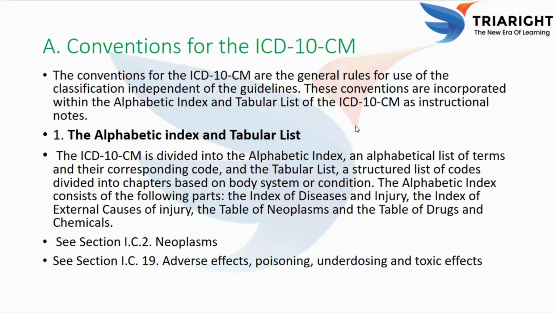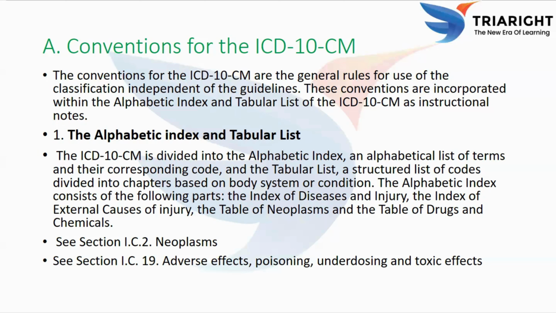So these conventions are the standard rules and instructions that help the coders to correctly use the ICD-10 book. They are built into the alphabetical index and also the tabular list. So these are the two parts of ICD-10. First, the alphabetical index. So what is the alphabetical index? It's like a dictionary for medical coders. It lists all the diseases, conditions and terms in alphabetical order along with the corresponding codes. This helps the coders to find the initial code suggestion before verifying it in the tabular list.